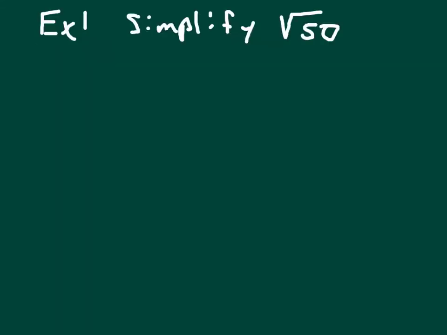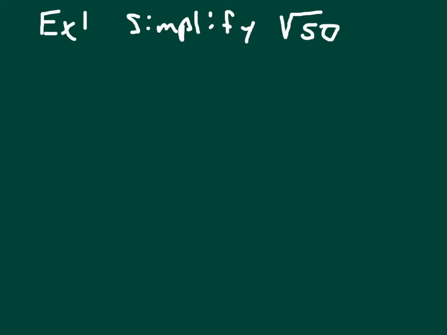So let's take a look at the square root of 50. Now, we want to simplify this, and the first thing I notice is it's not a perfect square root. In other words, 5 times 5 is 25, 7 times 7 is 49, 8 times 8 is 64. Notice that no number times itself is going to give us 50. So we need to simplify this.